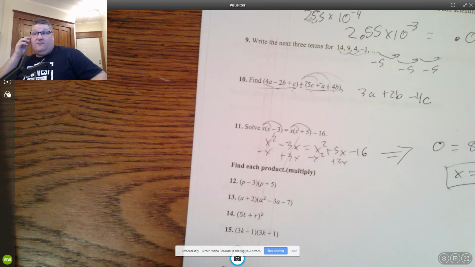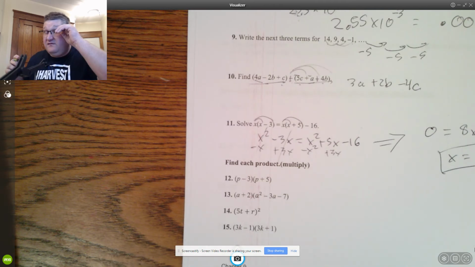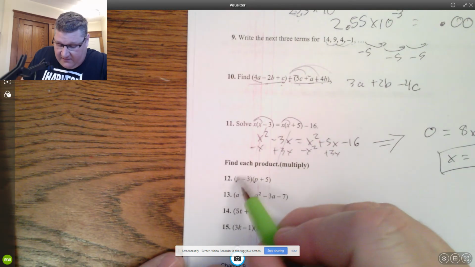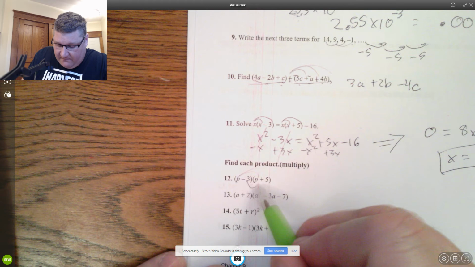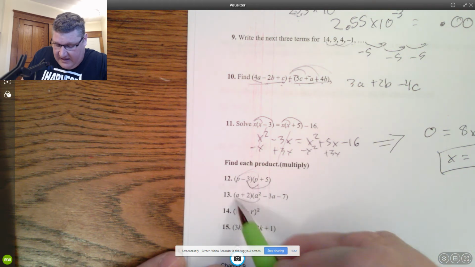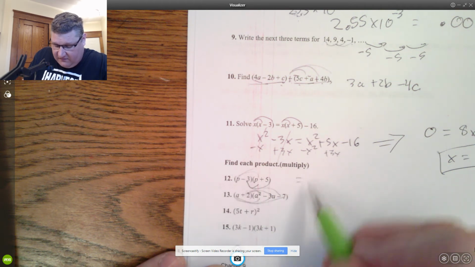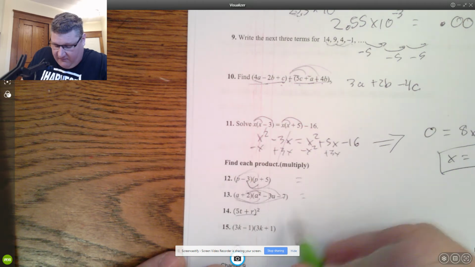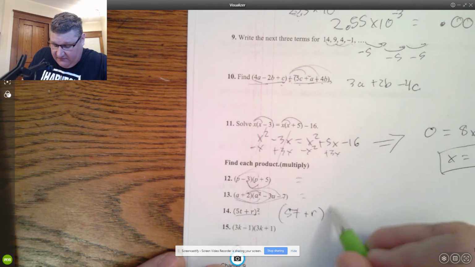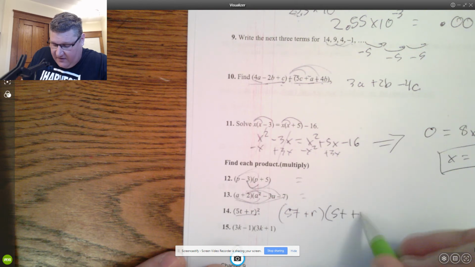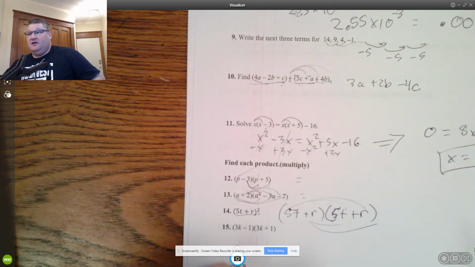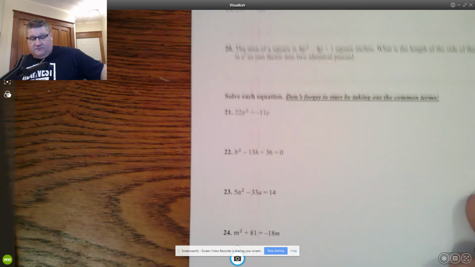Now, down here, you should be fairly familiar with this. We simply need to give away the p, give away the 3. Here, we're going to give away the a, then we're going to give away the 2. So you need to write those out. So we're just going to multiply them. Here, 5t plus r, since it's squared, means it's 5t plus r, 5t plus r, and now give it away, give it away. And the same thing here. So you can finish those.